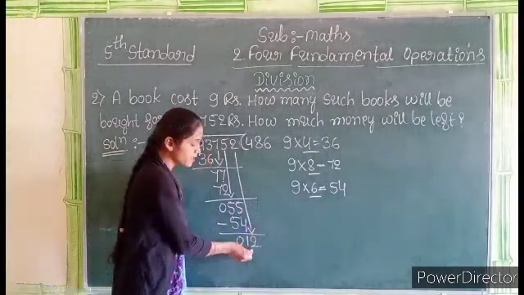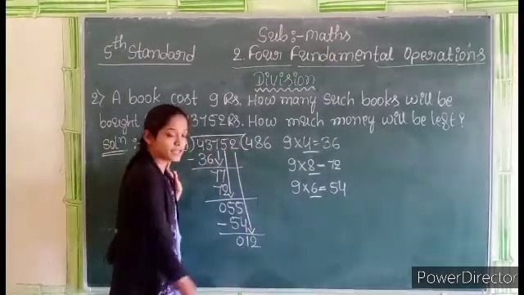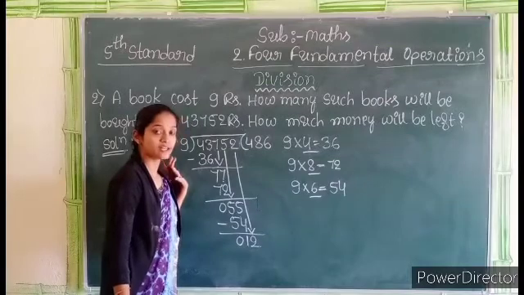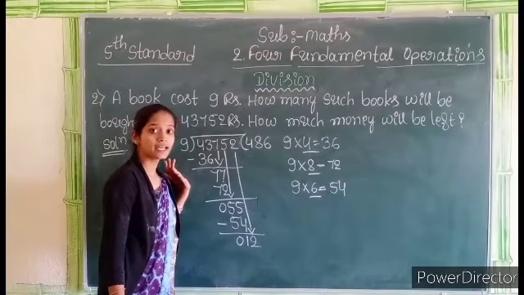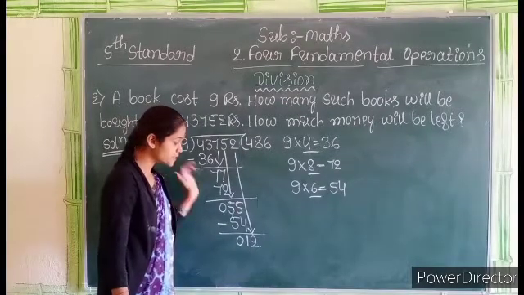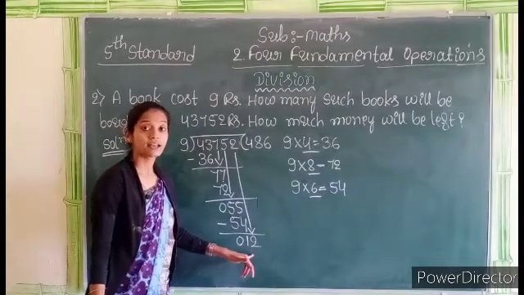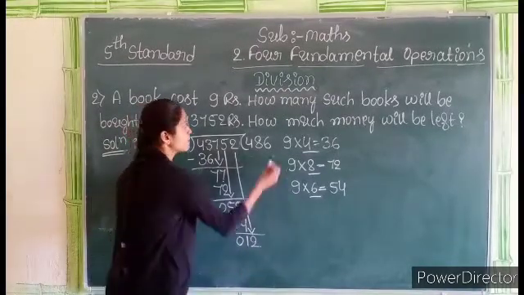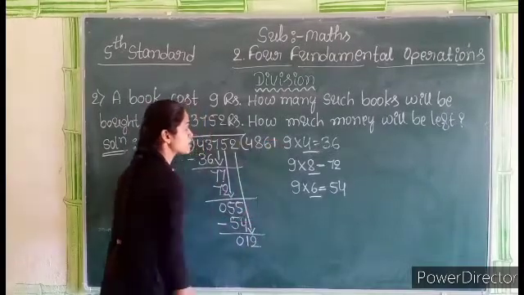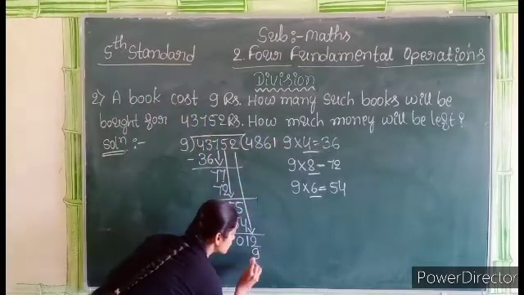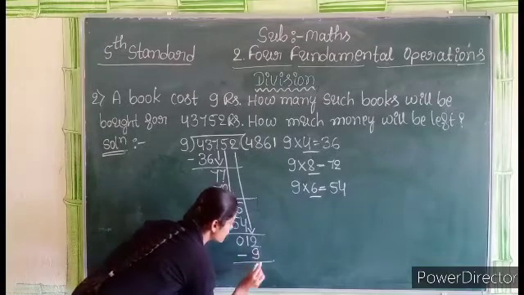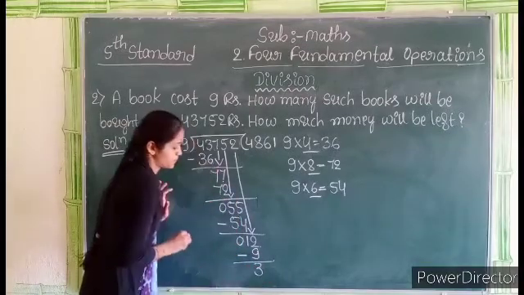Which number is near or less than this 12 in the table of 9? 9 ones are 9, 9 twos are 18. 18 is greater than this 12, right? So we have to consider 9 only, that is 9 ones are 9. 1 should be written in the place of quotient, then 9. 12 minus 9, that is 3.